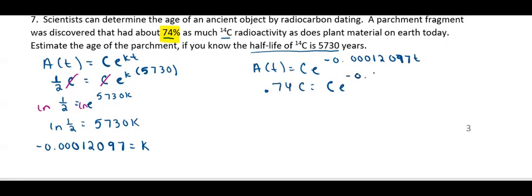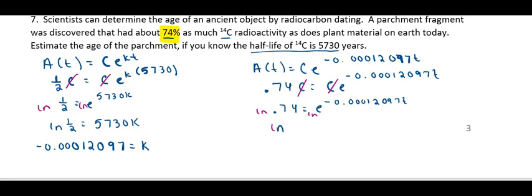So negative 0.123120917. It's a lot to write, but that's our k value. We can divide both sides by C. So we'll have our 0.74 equaling e to the negative 0.123120917. We know that we need to take the natural log because that is how we get our t out of the exponent. So if we do our natural log, we get the natural log.